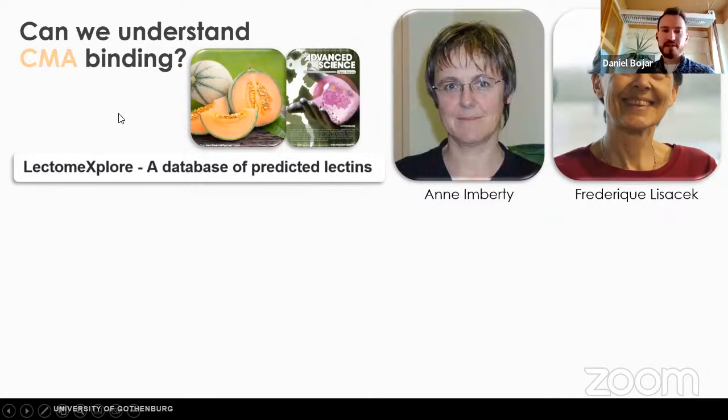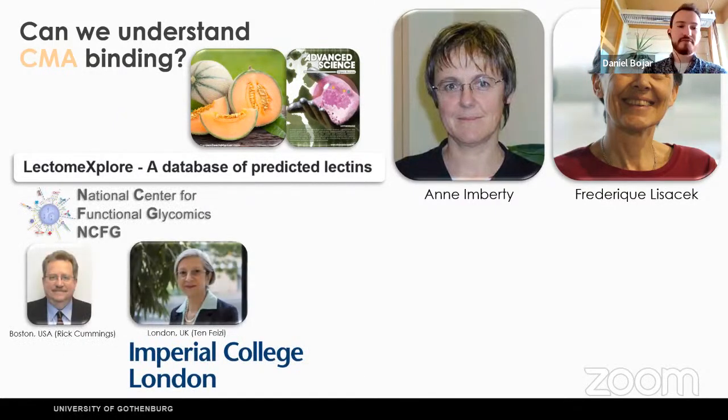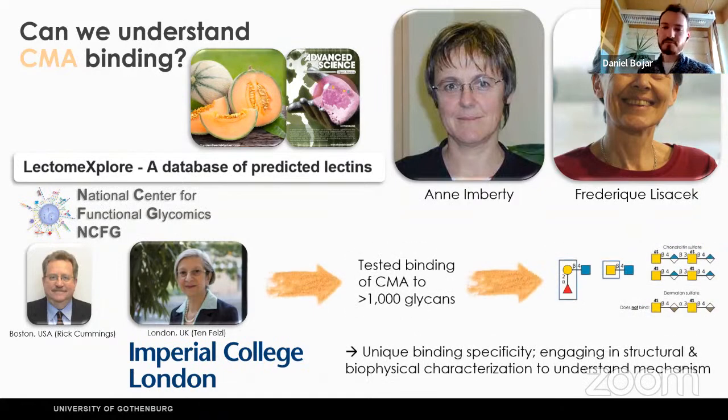And the first thing that you do is, of course, we order the gene, we produce the protein, and then we send it off to array experts in Boston and in the Imperial College in London. And they then tested the binding of CMA to, in the end, over 1,000 ligands. And that's really great because this CMA really shows quite a unique binding specificity that we are in the process of further investigating, namely C2 substituted galactose, which is a bit of an abstract binding specificity, but very interesting. We are currently in structural and biophysical characterization of this protein.